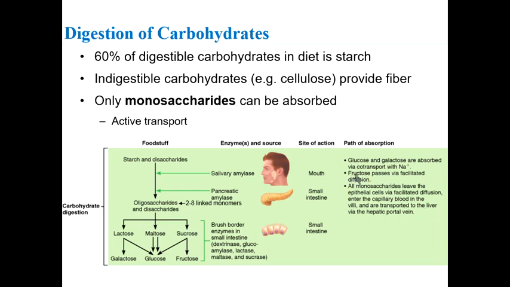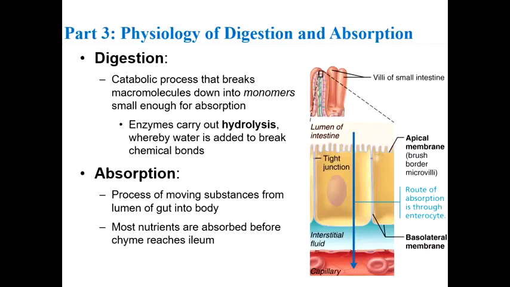Fructose uses facilitated diffusion, so there's some type of protein in the plasma membrane of the enterocyte that helps bring in fructose. Depending on the monosaccharide, it will enter our cells one way or the other. All of our monosaccharides leave the epithelial cells through diffusion or facilitated diffusion. So we're talking about right here: they've entered either through facilitated diffusion or co-transport with sodium ions, and then they'll leave the cell through facilitated diffusion into the interstitial fluid.